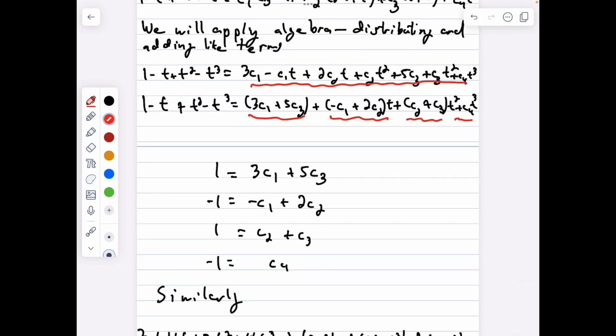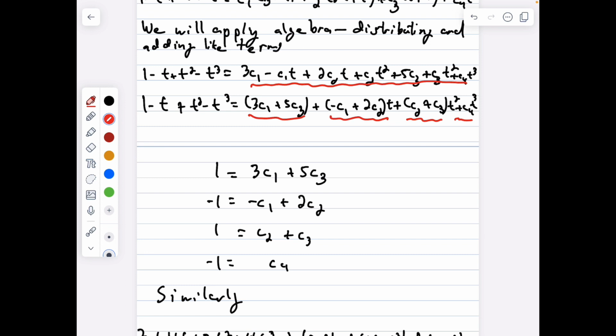Why did I do this? On the left-hand side of the equation, I have the polynomial 1 minus t plus t squared minus t cubed. If that polynomial is set equal to the expression on the right, the only way this works is if the coefficients of the polynomial on the left equal the coefficients of the polynomial on the right. So when we have 3C1 plus 5C3, negative C1 plus 2C2 for t, etc., those are coefficients of a polynomial of degree 3 as well. For those two polynomials to agree, you have to set the coefficients equal to each other.